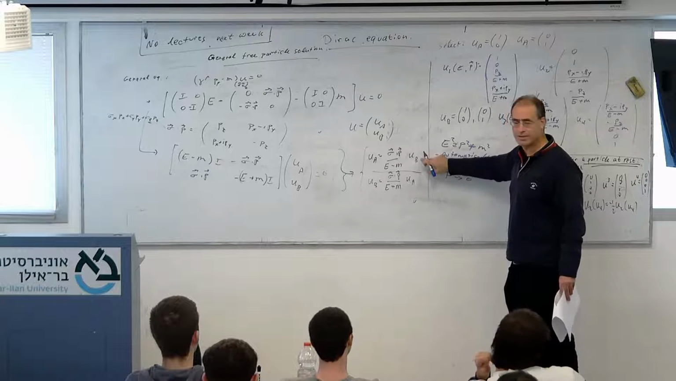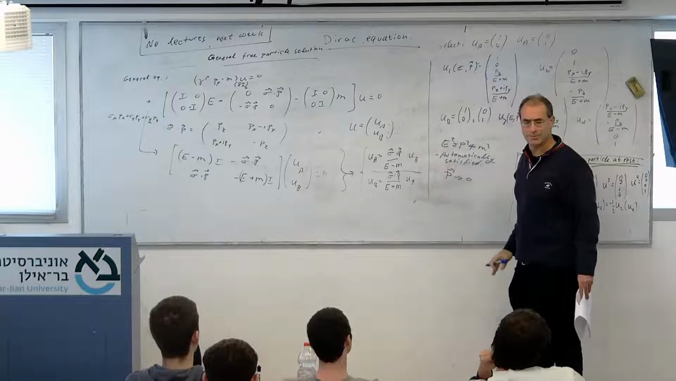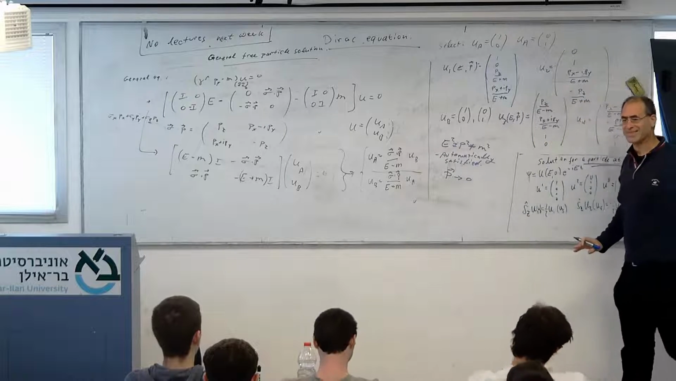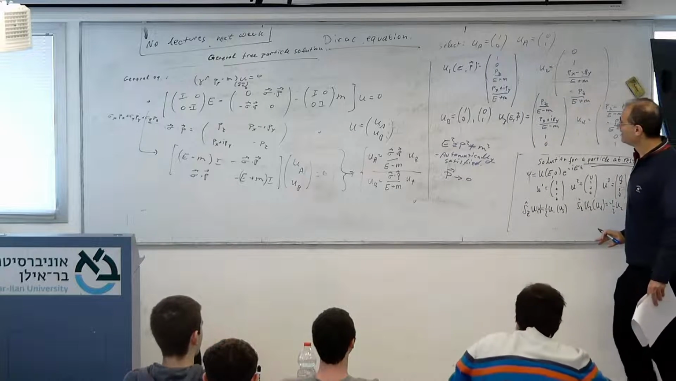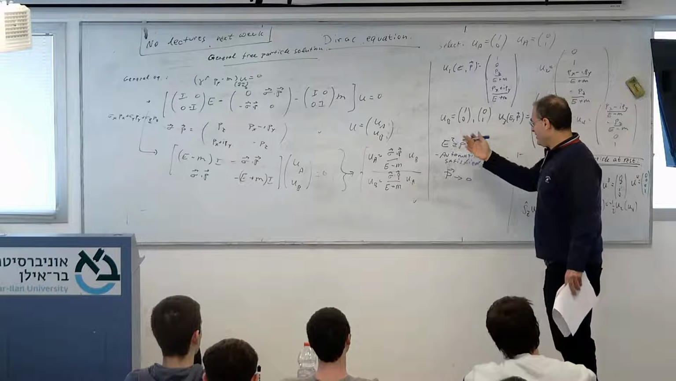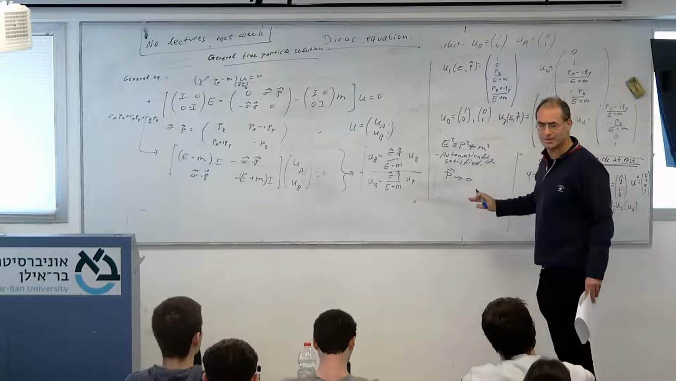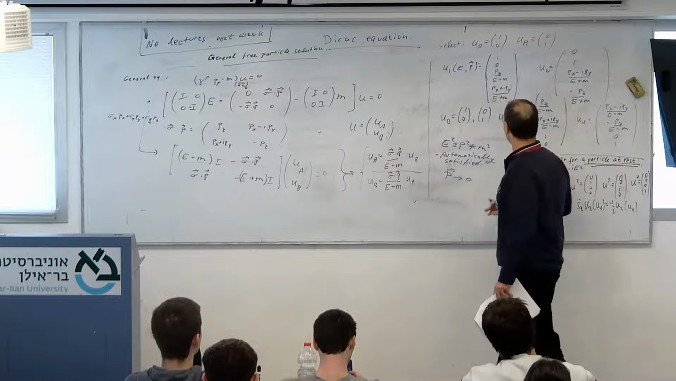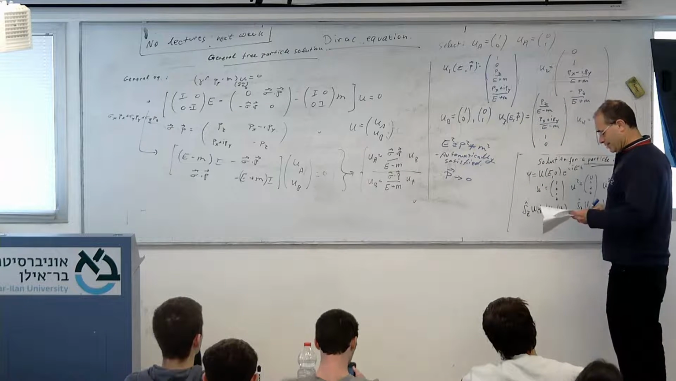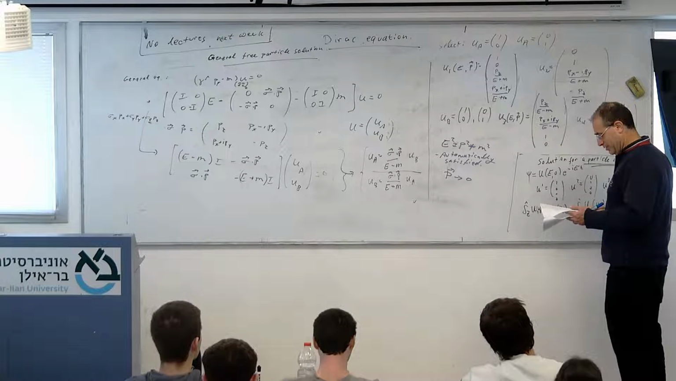How do I know that this will be satisfied as well? It will. And you need to use E squared equals p squared plus M squared. Yes, that's it. This is automatic. This will get automatically satisfied. Okay.